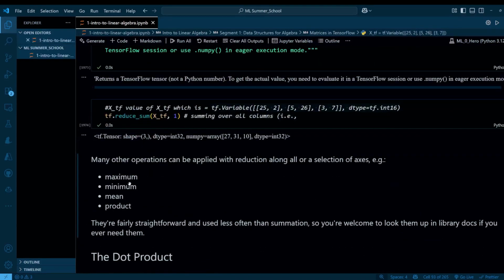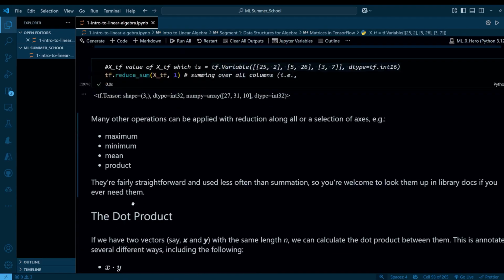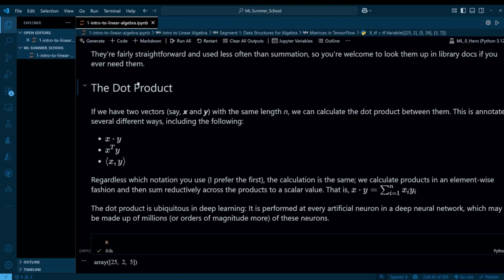Okay, there are a few other things like maximum, minimum, mean, product. You can again do that. Okay, finally the dot product. The dot product we have been talking about is going to be very much handy in the neural networks we are going to work with, where billions of parameters are calculated. So here you can see the dot product is something like x dot y, x transpose y. You will learn about it later on, but these are the things that are going to be handy in our coding.